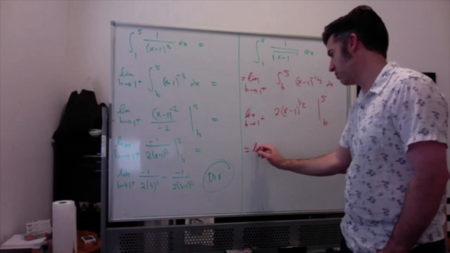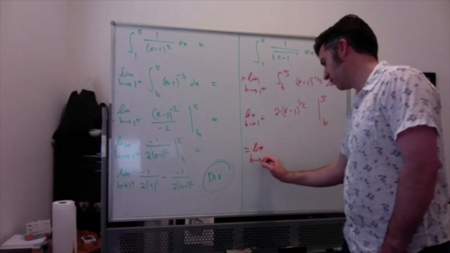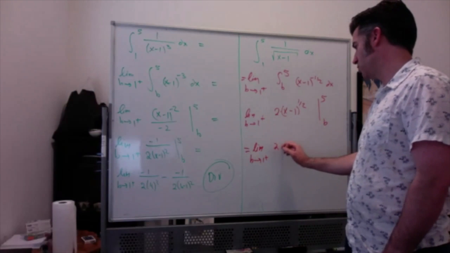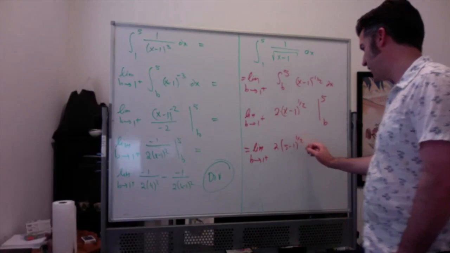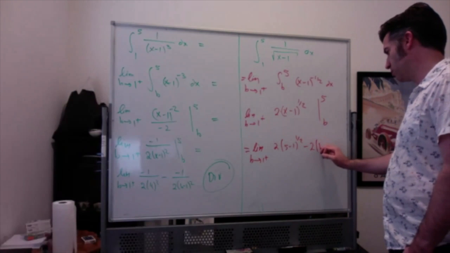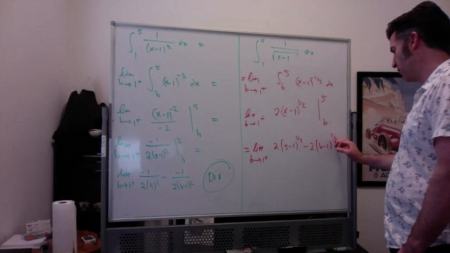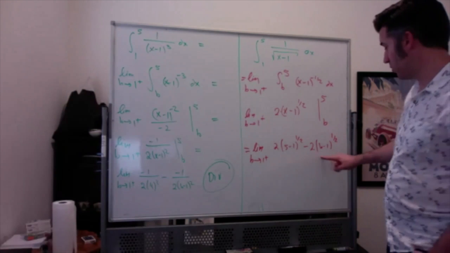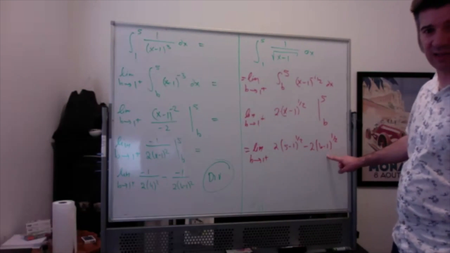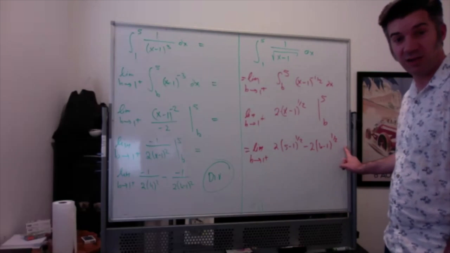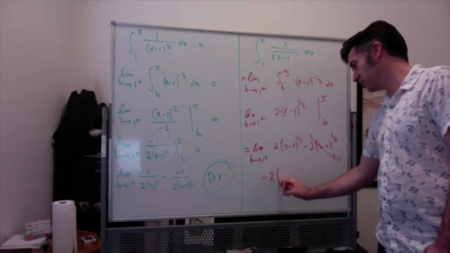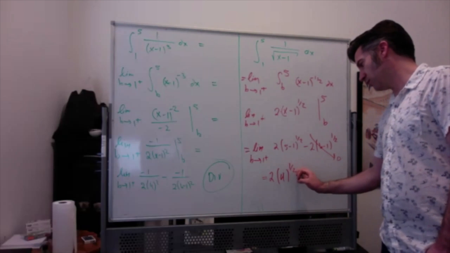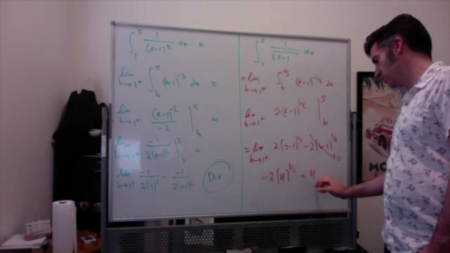It doesn't really matter. So limit as b goes to 1 from the right, 2 times (5 minus 1) to the 1/2, minus 2 times (b minus 1) to the 1/2. And now when I let b approach 1, I get 1 minus 1, which is 0, but I get 0 to a positive power, which is just 0. So this one converges to 2 times 4 to the 1/2, which is 2 times 2, which is 4.